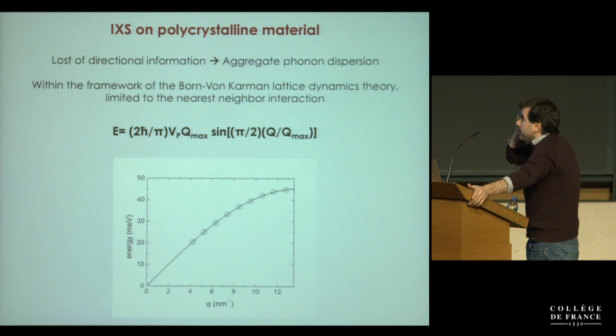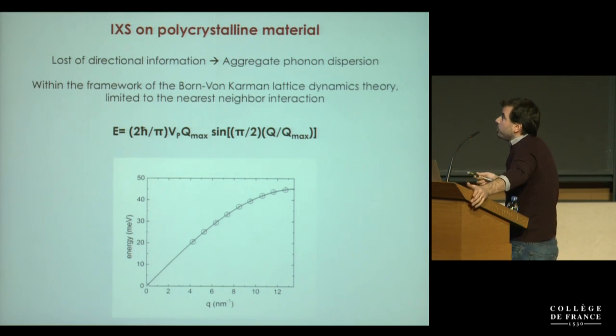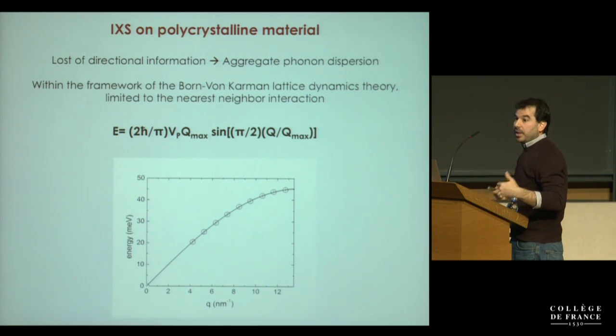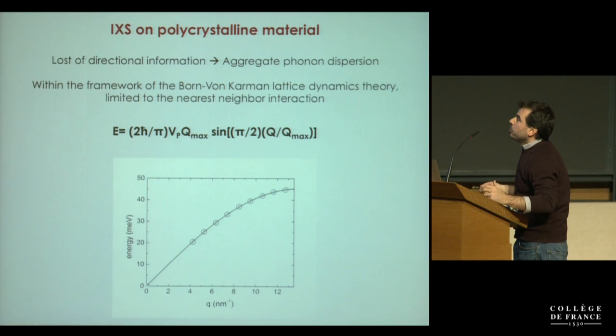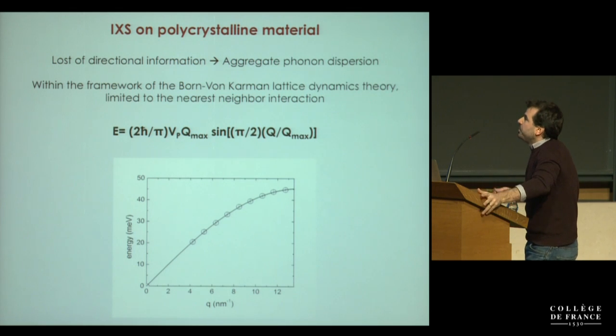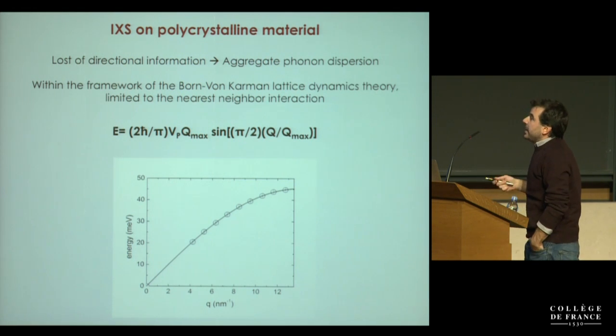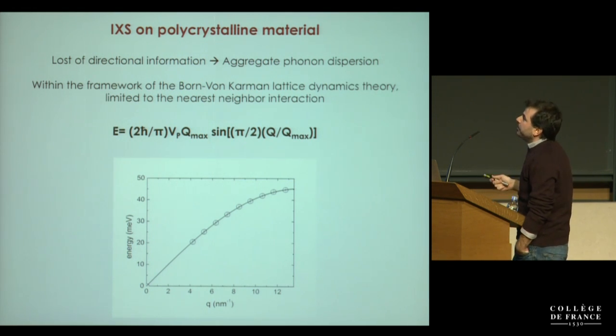Unfortunately, as is often the case at high pressure, we have to work on a polycrystalline material. This is either because single crystals are not available, or, as in the case of iron, the phase transition prevents us from keeping a single crystal across the phase transition. So working on a polycrystalline sample, we lose the directional information, and what is probed are the average properties of the aggregate.